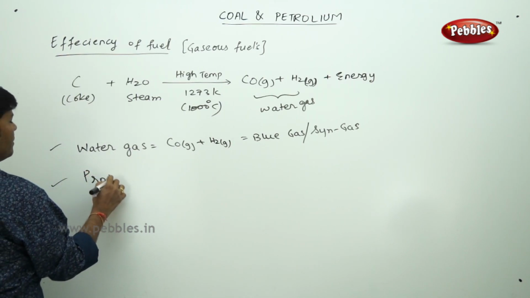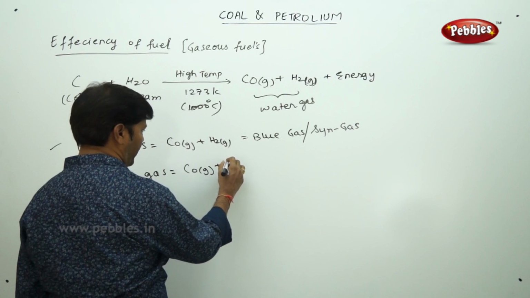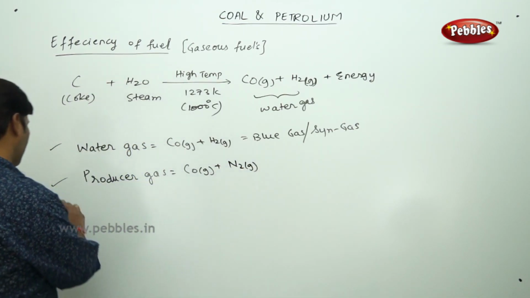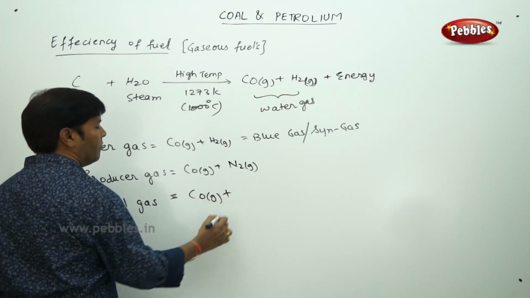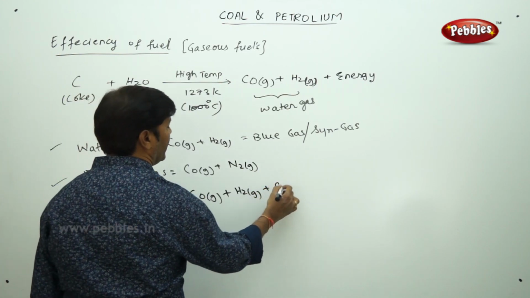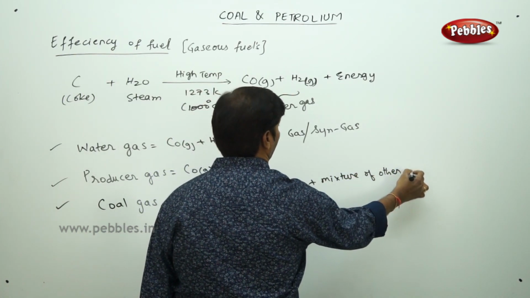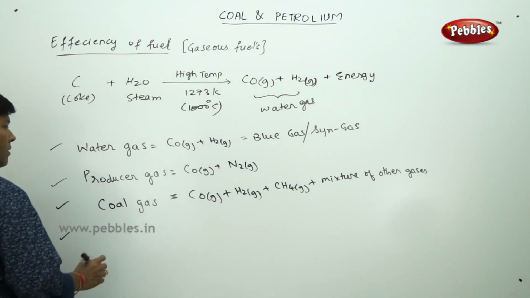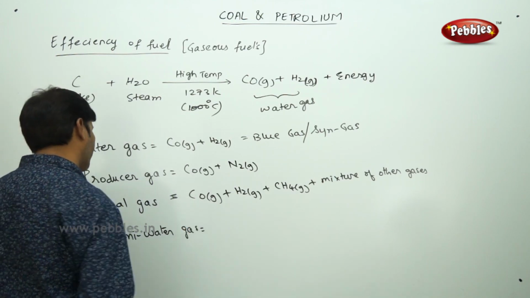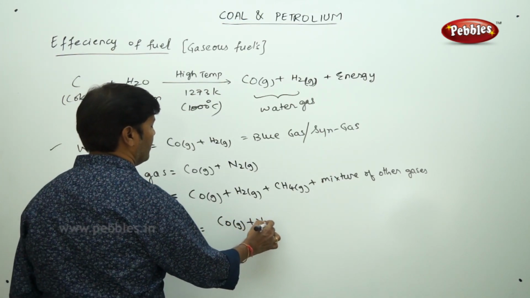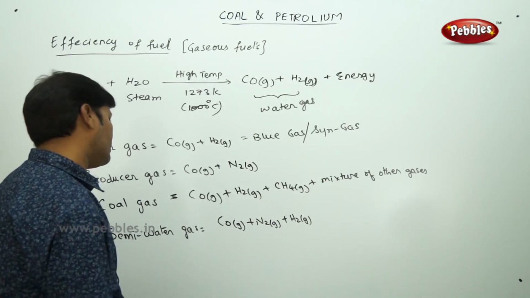Then we have producer gas. Producer gas is made up of carbon monoxide gas plus nitrogen gas. If you go for coal gas, we have carbon monoxide gas plus H2 gas plus methane gas plus a mixture of other gases. Then the last one, semi water gas: this is carbon monoxide gas plus nitrogen gas plus H2 gas.